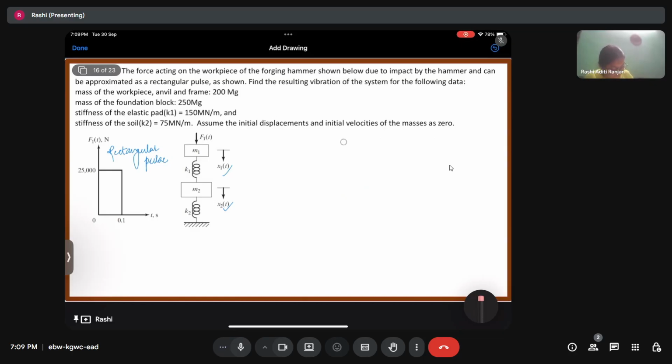So we have m1 as 200, m2 as 250, k1 as 150, k2 as 75.